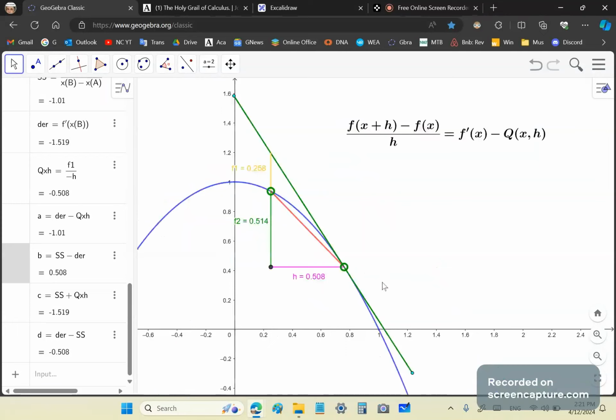The Holy Grail works for any smooth function. Doesn't matter whether it's a polynomial, whether it's transcendental, whether it's exponential, any particular function will work. Okay, it's true as long as the function is smooth.